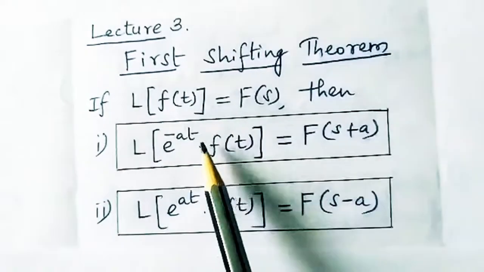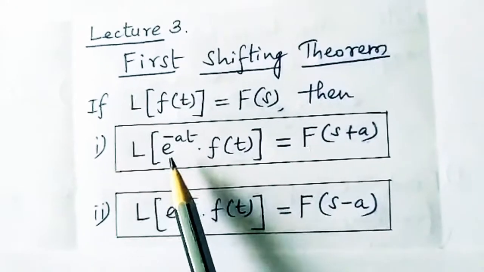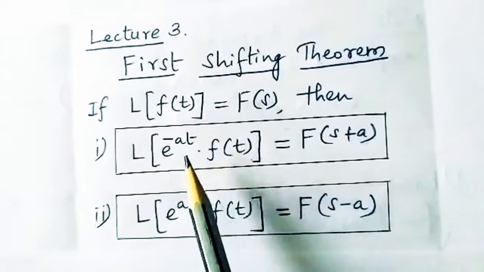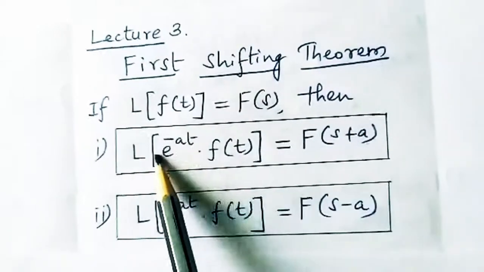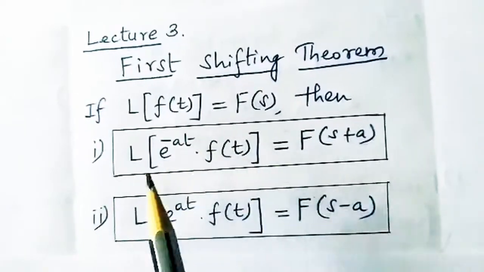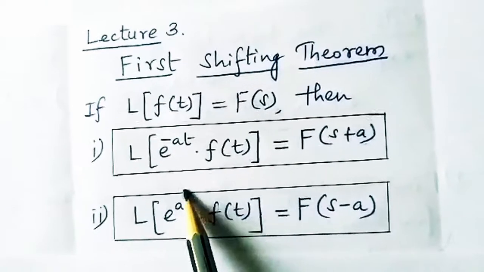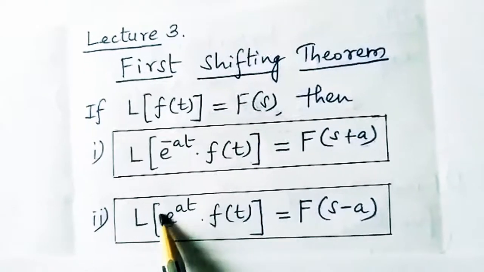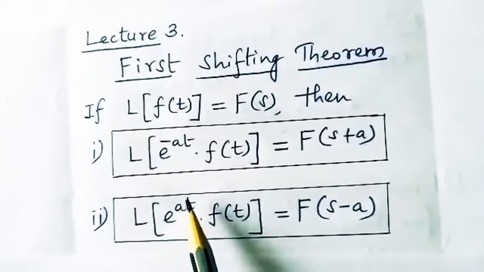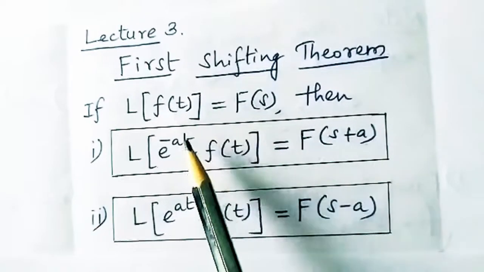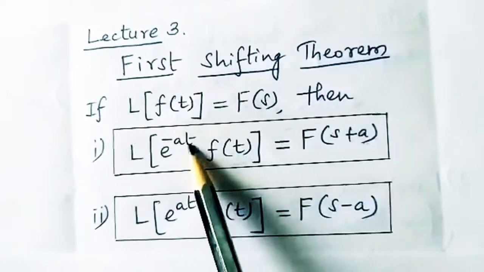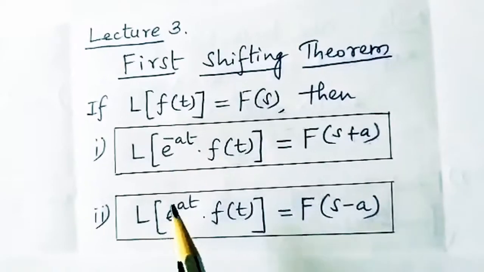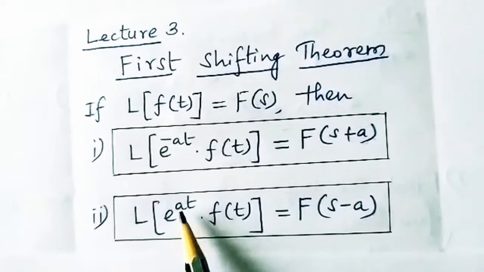So here we can observe one thing: the Laplace of the product of two functions, where one of the functions is strictly exponential, and in the second case also it is a product of two functions, one of which happens to be an exponential. The only difference between them is that in the first case the coefficient of t was minus a, and in the second case the coefficient of t is plus a.